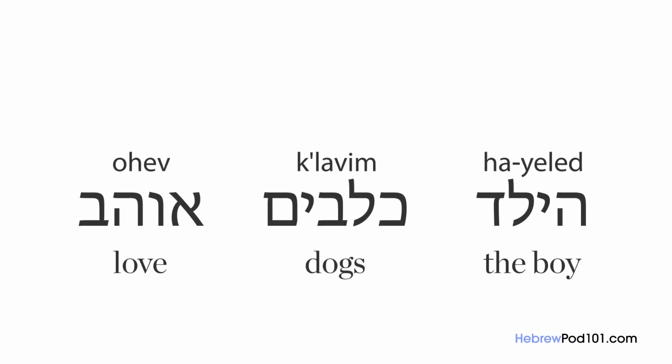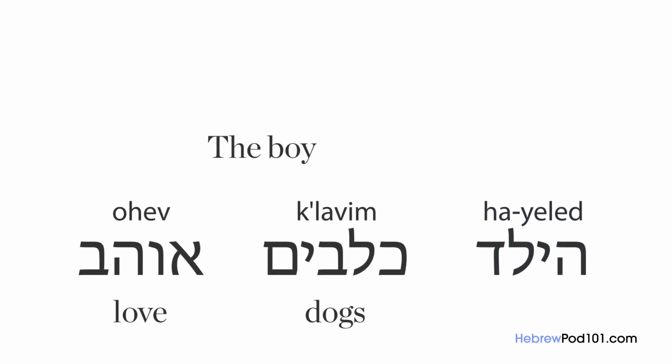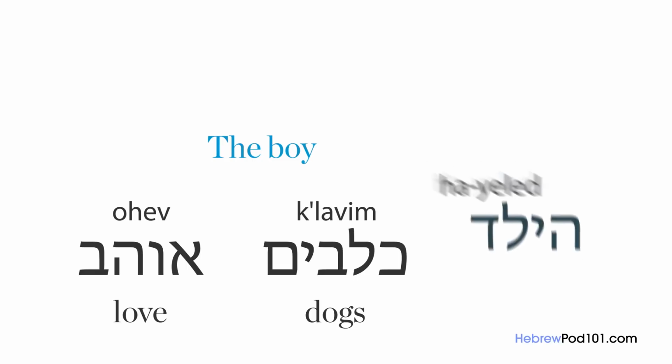Now it's your turn. See if you can use these words to make the sentence, the boy loves dogs. Ohev, klavim, hayeled. Did you succeed? First, you need the subject, the boy. In the present tense in Hebrew, the verb is determined by the number and gender of the subject. Here, we have one boy.